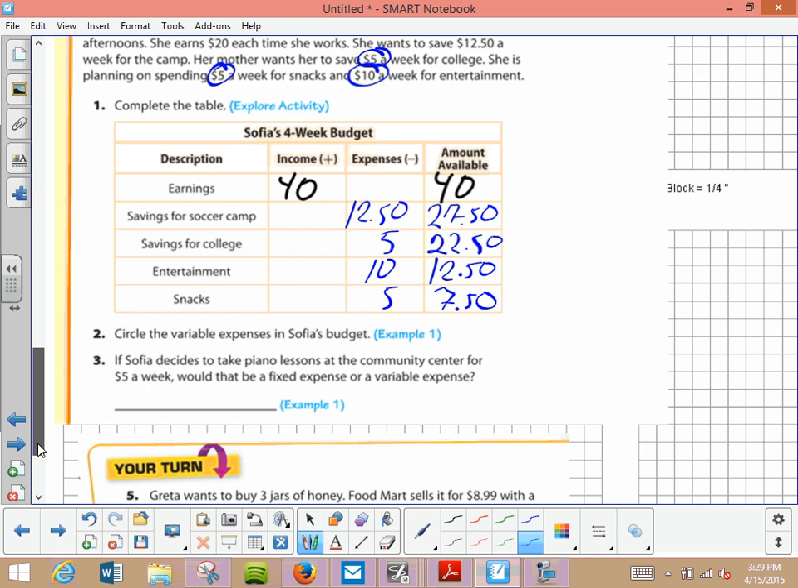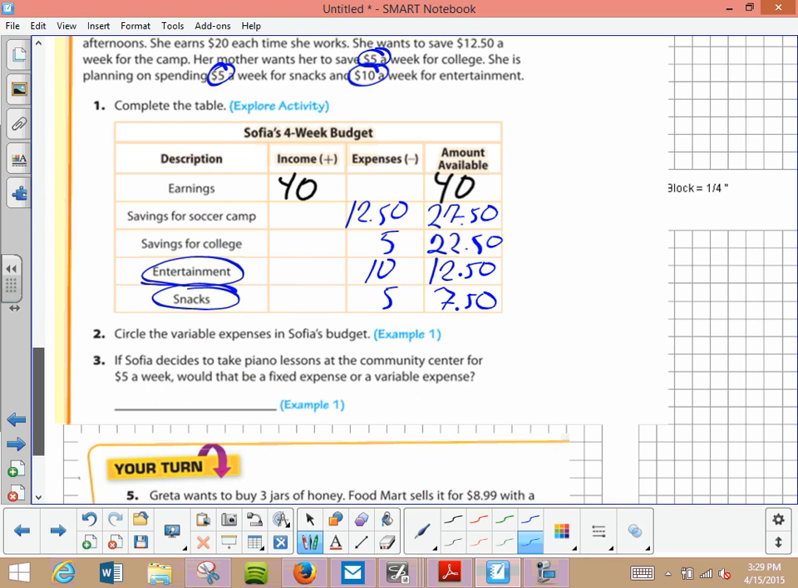Circle the variable expenses in Sophia's budget. Entertainment and snacks, right? Those are the variable ones. If Sophia decides to take piano lessons at the community center for $5 a week, would that be a fixed expense or a variable expense? Fixed, right? Because it's weekly. Can she afford it? Yes.